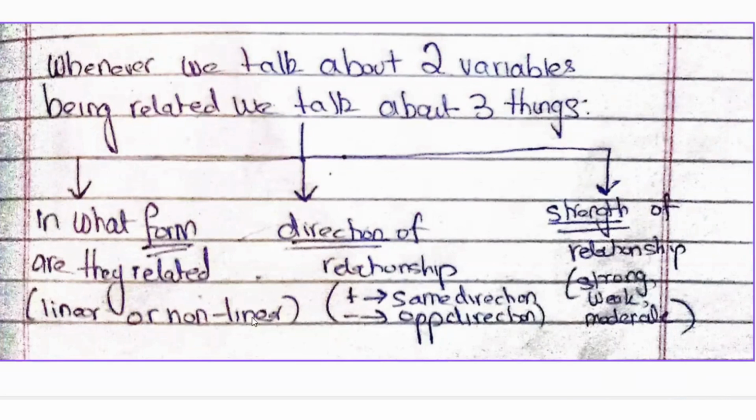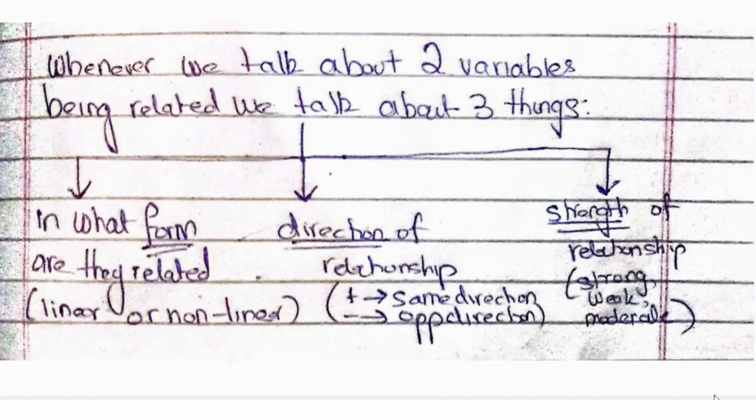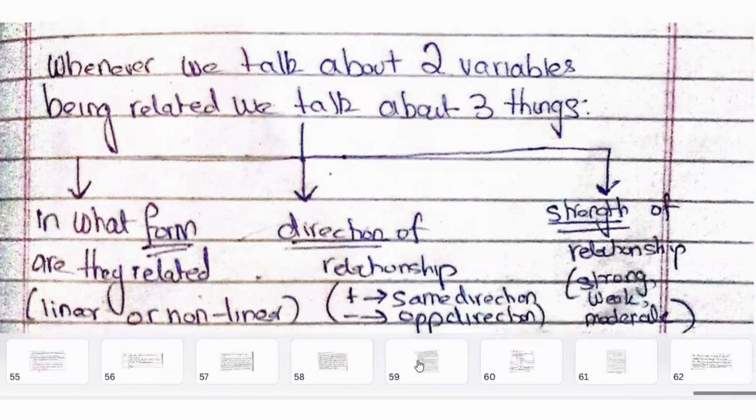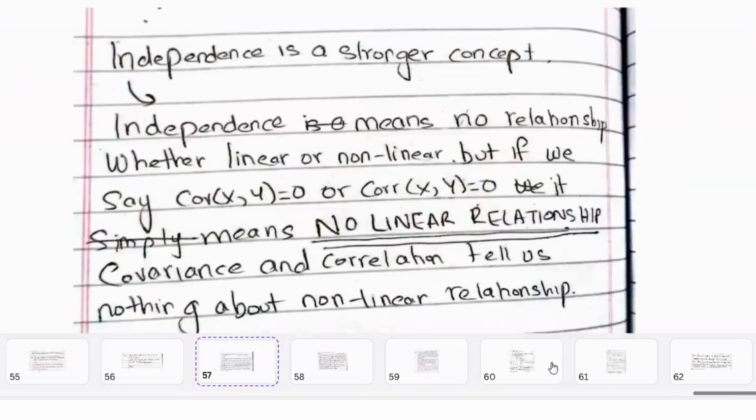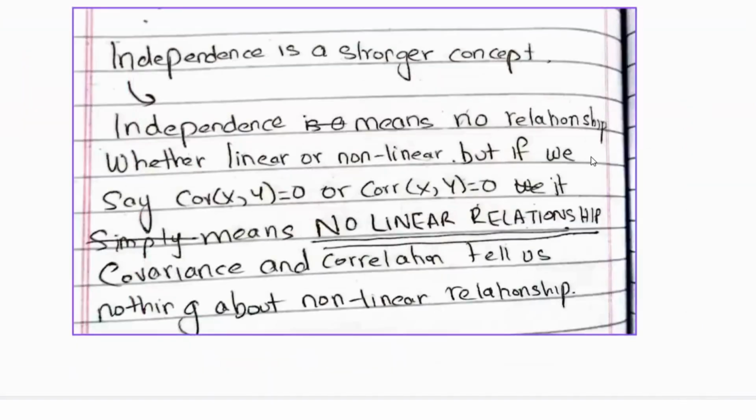When we say two variables are independent, this means they're neither linearly related nor non-linearly related. But covariance and correlation only measure linear relationship. They don't talk about non-linear relationship. So independence is a stronger concept. When we say two variables are independent, that means there is no linear relationship and there is no non-linear relationship either. So there is no relationship at all.